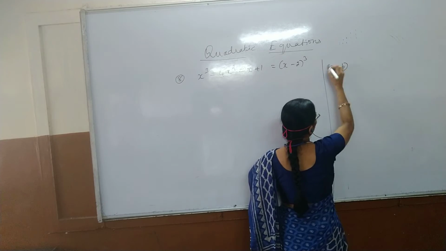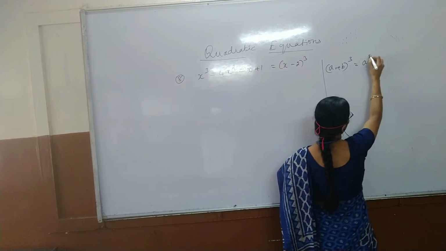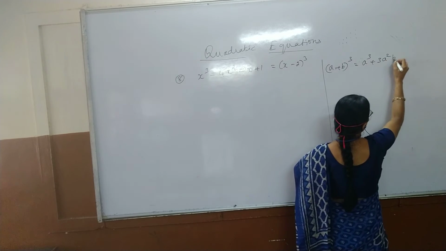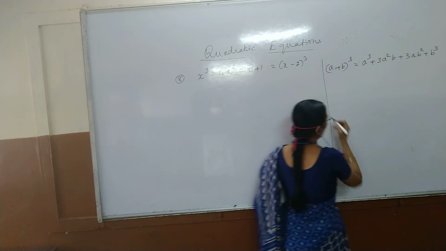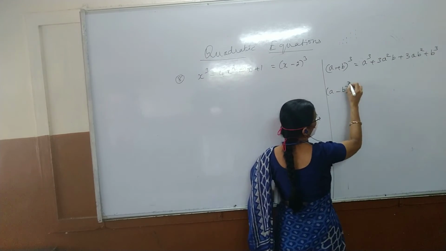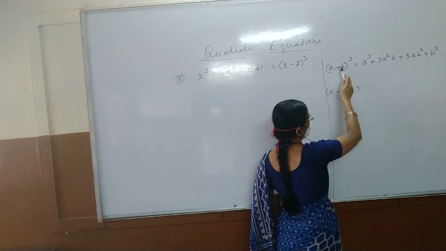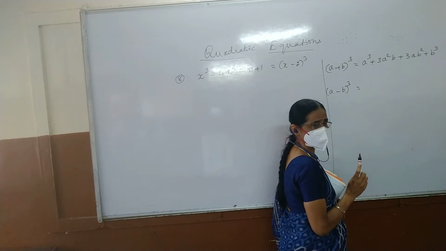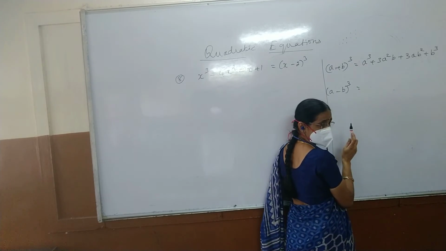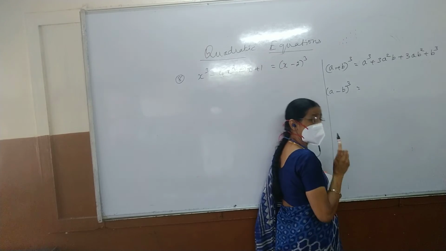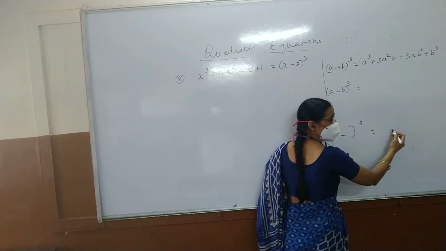Do you remember what we did just now? A plus b the whole cube? Yes. Recall and tell me the formula. Now we want a minus b the whole cube. The only difference is here it is plus b and here it is minus b. Right? Yes. So wherever b comes with odd power, because we know what is the sign here?